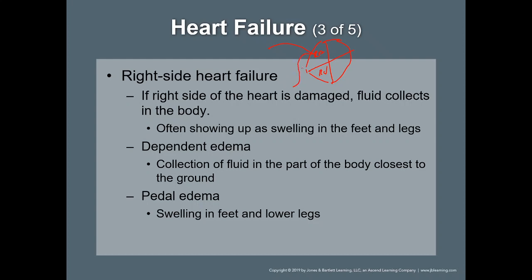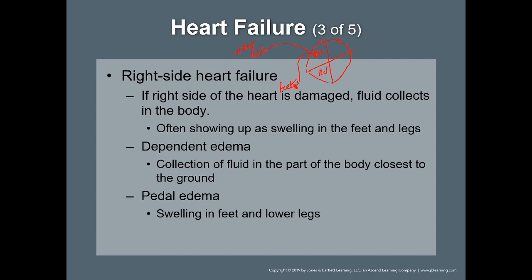If, like I said, afterload's really high, the right-sided heart failure begins. The left side has already started, more than likely, and it's going to lead to right-sided heart failure. And this blood is getting backed up. Where is it getting backed up to? It's getting backed up right here. It doesn't make it out of the body. So it gets backed up in the feet and upper extremities.